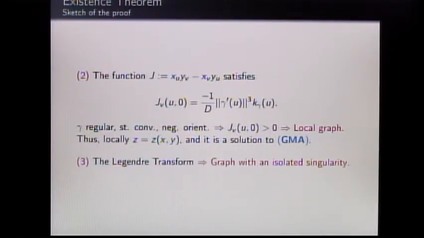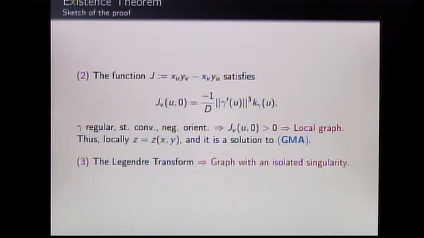The last step, in order to prove that we can pass from a local graph to a real graph, will use a little bit more geometry. We will use some techniques such as the Legendre transform. The point is that I want to mention here that for a general Monge-Ampère equation, the graph of our solution is not convex in R3, in general, close to the singularity, because the equation is more complicated.